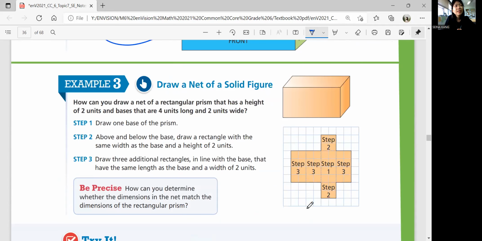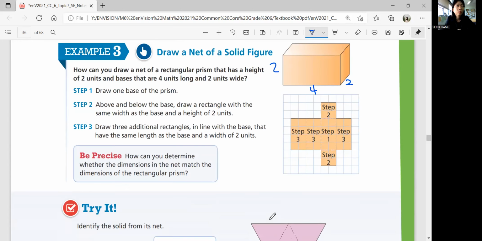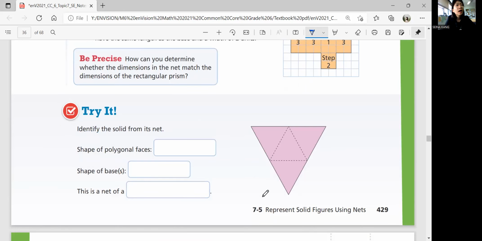Example 3, draw a net of a solid figure. How can you draw a net of a rectangular prism that has a height of 2 units and bases that are 4 units long and 2 units wide? So step 1, draw the base. Step 2, draw the faces that are attached to the different sides, different edges. And then step 3, the last step, you draw the top base attached to one of the faces. Okay, so try this question.